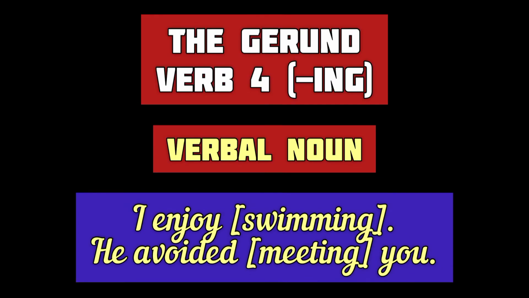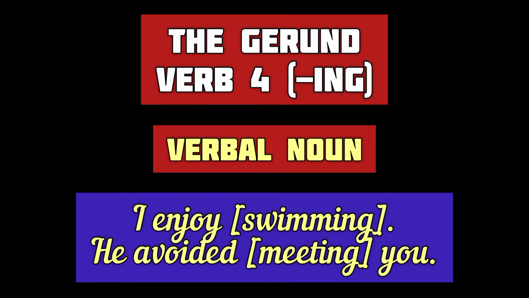The gerund is also a non-finite verb. It is made from the fourth or ing form of the verb. Both infinitives and gerunds are called verbal nouns because though they are made from verbs, they are used as nouns in the sentences. In the sentence, I enjoy swimming, swimming is a gerund. It's made from the fourth form of the verb swim. In this sentence, enjoy is a finite verb because it changes according to the subject.